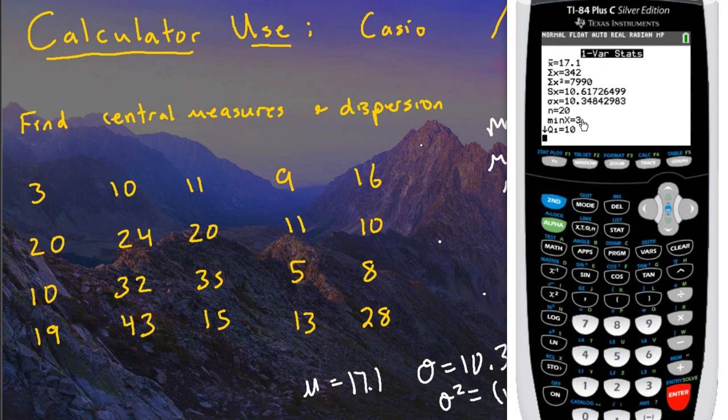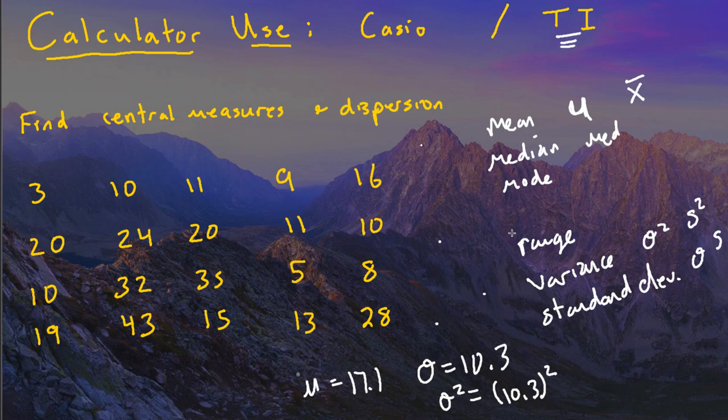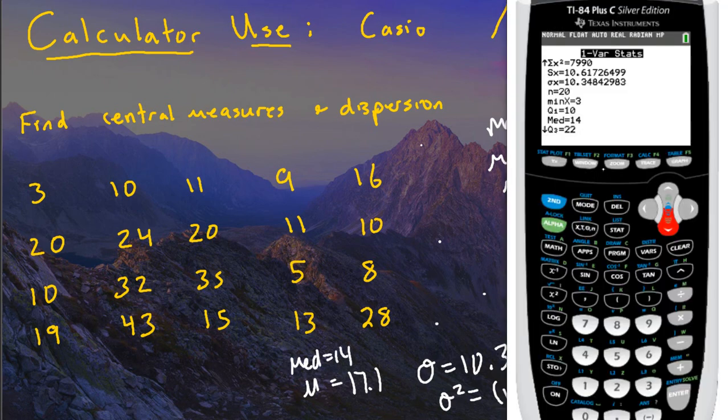Min x, that's our smallest x value. Q1, our lower quartile. Our median is 14. There we go, median 14. And our third quartile, or our upper quartile, is 22. So I could use this min x, this Q1, this median, this Q3, this max x to do a box and whisker plot if I wanted.